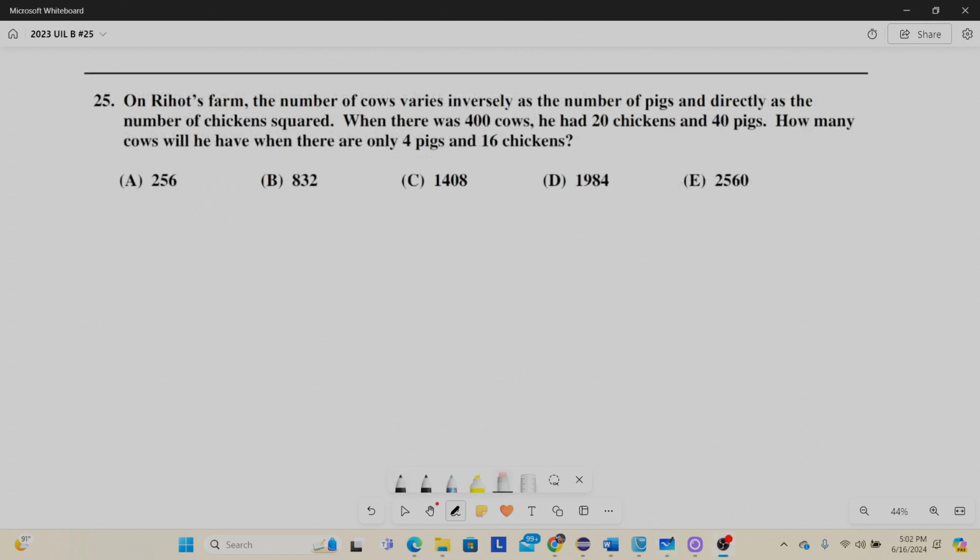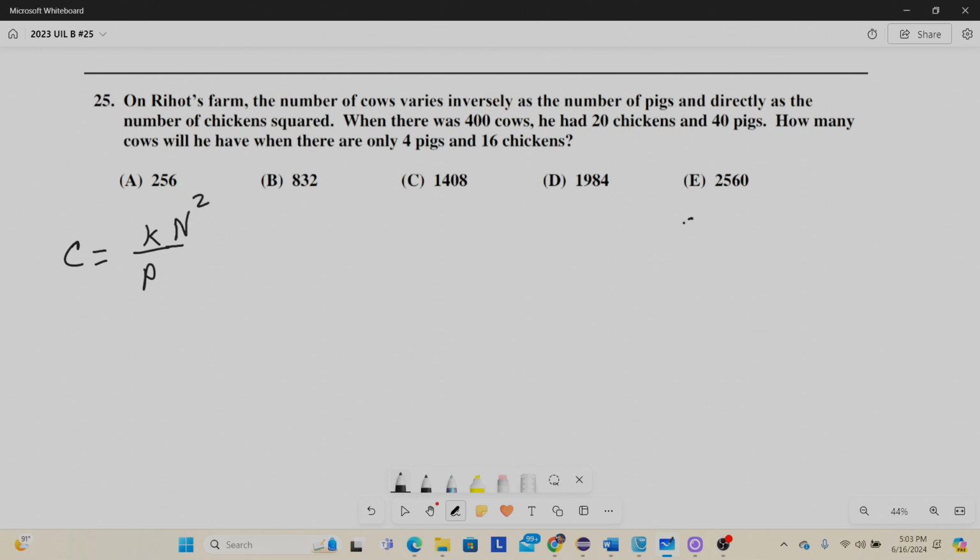All right, the next problem we'd like to look at is from the year 2023, the UIL-B release number 25. It states, on Riho's farm, the number of cows varies inversely as the number of pigs and directly as the number of chickens squared. So the number of cows, I'm going to use C, varies inversely as the number of pigs and directly as the number of chickens squared. Well, we can't use C for chickens because we already have C for cows. And K is what I use for my constant of variation. So I'm going to go ahead and use N. And it varies directly as the number of chickens squared.